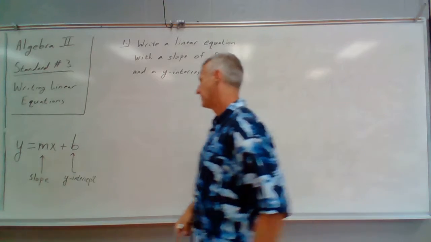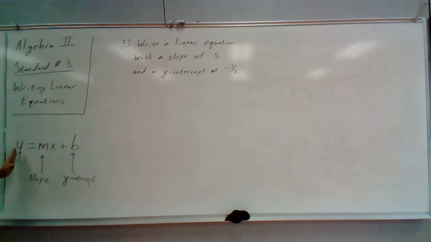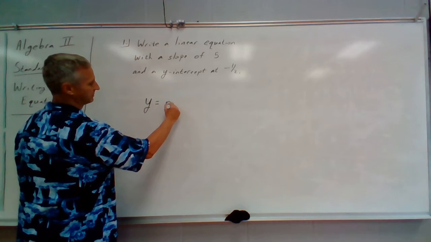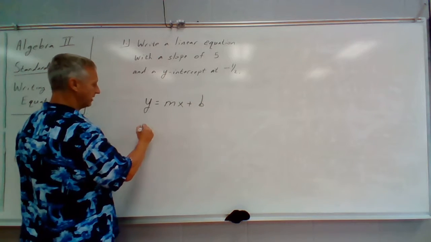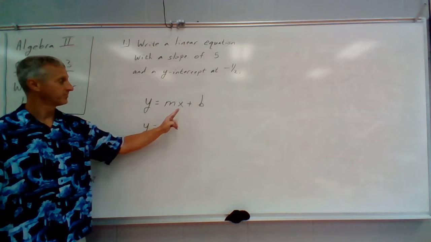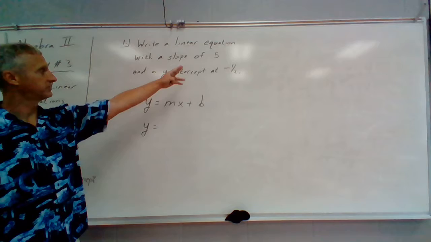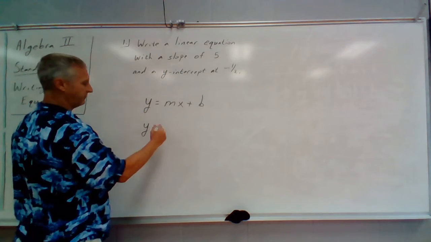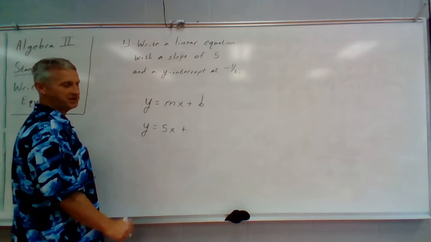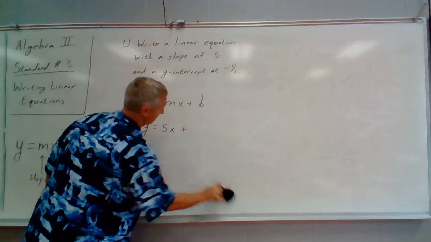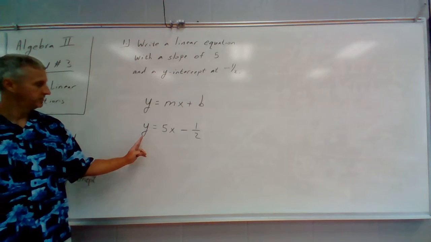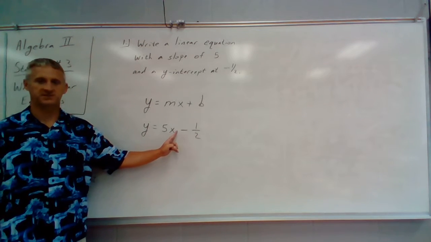-1/2. Okay, so when I say write the equation of a line, I want it in this form, y equals mx plus b. So I'm just going to write that down, y equals mx plus b. Okay, so our job is to figure out what the slope is and what the y-intercept is. In this problem, I'm nice enough to tell you both the slope and the y-intercept. So the slope is 5, so I'm just going to put 5 in for the m, and the y-intercept is -1/2. So instead of plus -1/2, I'm just going to write minus 1/2. So the equation of this line is y equals 5x minus 1/2.